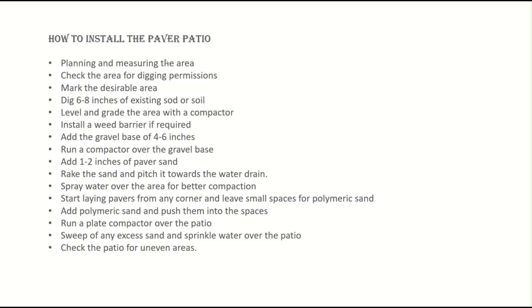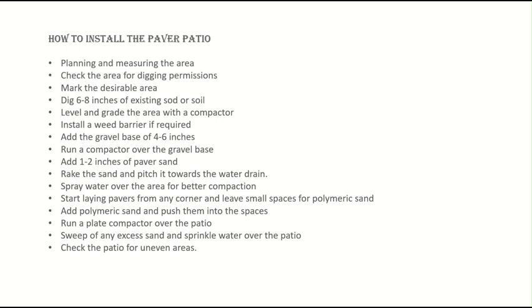This is the basic thing that we do for mostly all projects. The next thing is to level and grade the area with a compactor. We need the water to always drain, so we pitch it to the water drain so there's no water collection. That's going to create problems: mold will grow on the patio and weeds will grow, and we don't want that. So we're going to run a compactor over it. The soil doesn't need to be loose, because if the soil is too loose, in future it will settle down and create an uneven patio. That's the one thing we don't want.